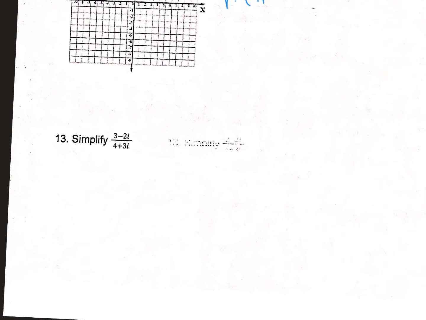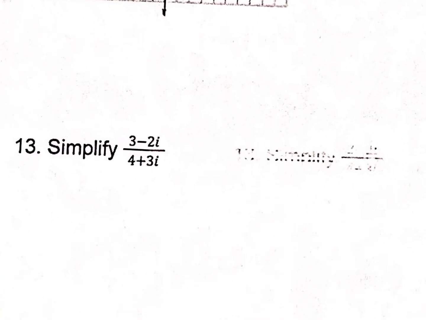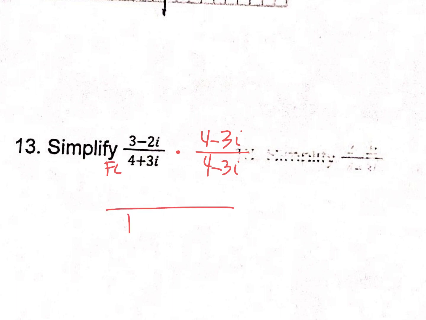13, simplify, which means I'm going to multiply by the conjugate of the denominator. The conjugate of 4 plus 3i is 4 minus 3i. For my denominator, I'm just going to do first and last because they're conjugates. Now i squared, remember, makes that positive 9. 16 plus 9, 25. There's your denominator.